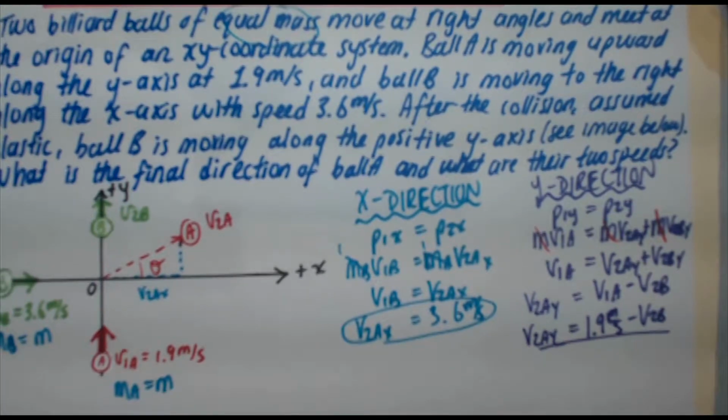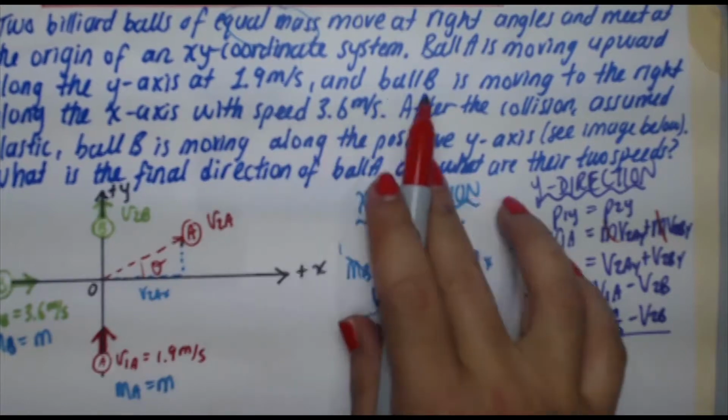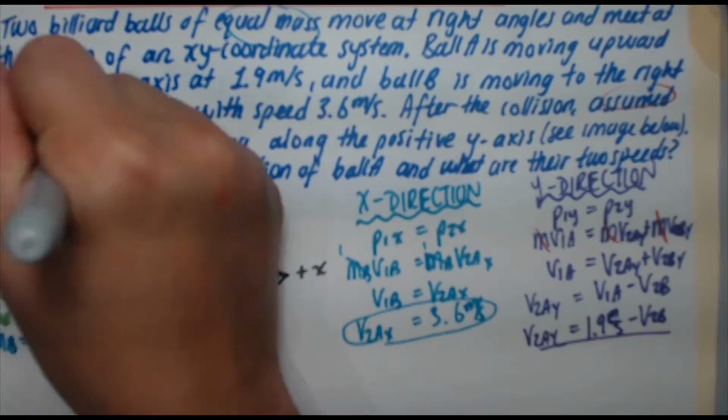So before you think that we've exhausted all options, we still have one more trick up our sleeve. Ball A moves along the y-axis, ball B moves along the x-axis. We assume the collision to be elastic.